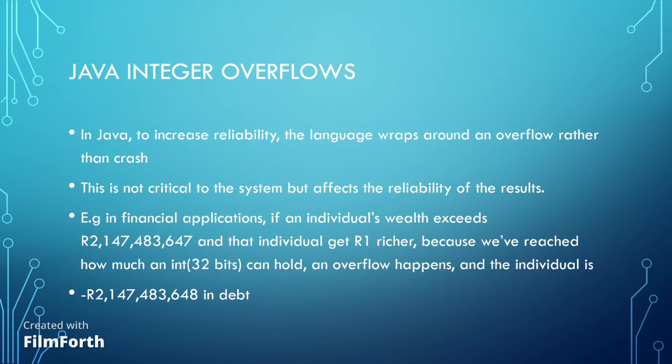For example, in a financial application, if an individual's wealth exceeds 2,147,483,647 rands, and that individual gets 1 rand richer, because we've reached how much an integer, which is 32 bits, can hold, an overflow happens, and all of a sudden the individual is 2,147,483,648 rands in debt. So as you can see, the severity of a buffer overflow.